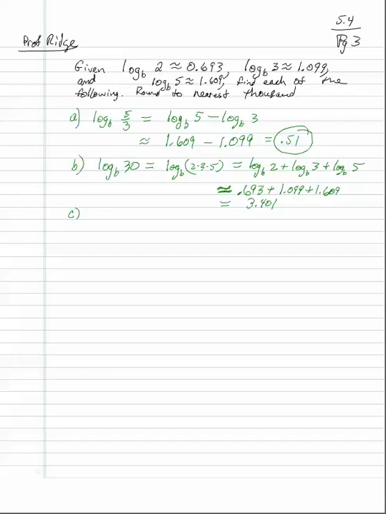Alright, let's do one more. So if I have log base b of 15b, well, that's log of 3 times 5 times b. I'm not going to write that down. So that's log of 3 plus log of 5 plus log base b of b. That's going to be 1.099, 1.609, and log base b of b is 1. And that's going to get me 3.708.